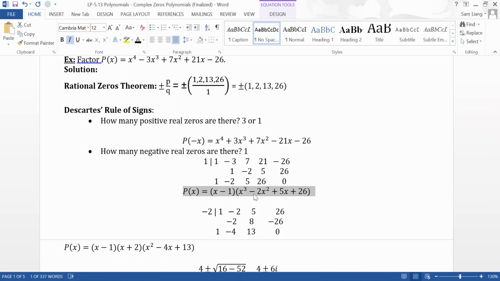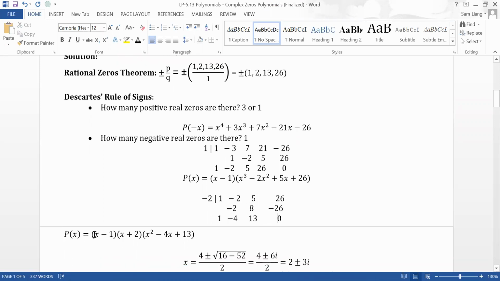Okay. And then after that, I showed it for -2, which we can confirm is also a 0. And for that, we're going to use these coefficients, right? We're going to break this quotient down. So we have 1, -2, 5, 26 as the coefficients. And you'll get the bottom row to be 1, -4, 13, 0, which means since we have a remainder of 0, -2 is a 0 or an x-intercept of the polynomial. Which means we can write this as x minus 1 times x plus 2 times x squared minus 4x plus 13.